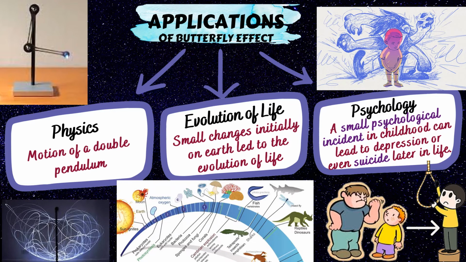Evolution of life. There was a tiny change initially on Earth that led to the evolution of life: plants, animals, other organisms, creatures, microorganisms, humans, and everyone. The nebula theory brought our Earth, and the Earth brought us. Psychology. A small psychological incident in childhood can lead to depression or even suicide later in life. It's statistically proven that suicides that people commit are most of the time based on something that happened in their past. Over a period of time, those incidents lead to a big change.